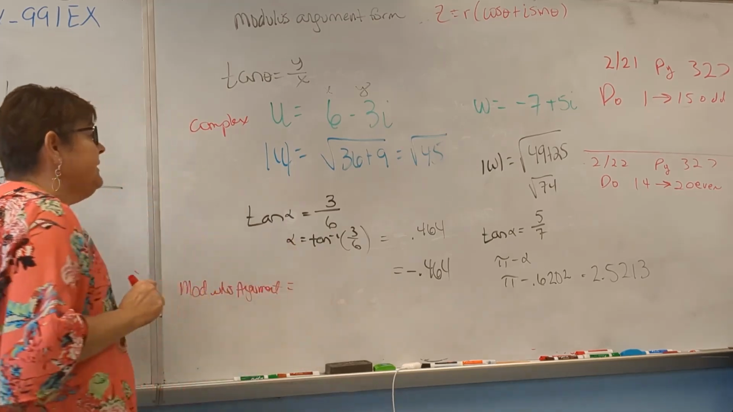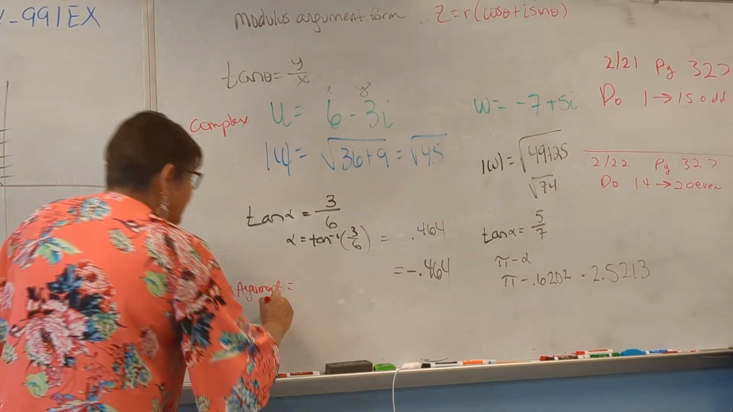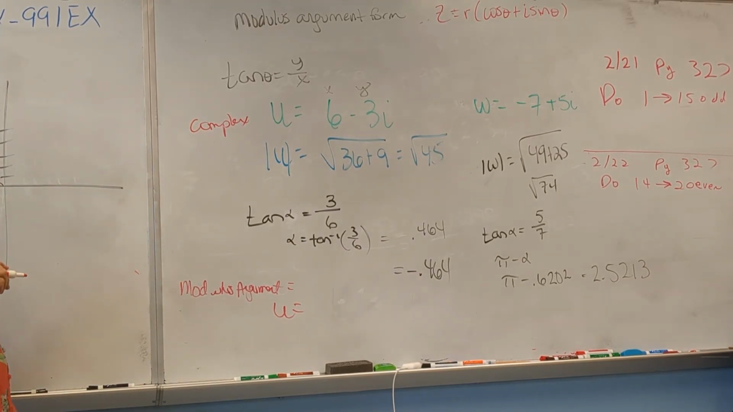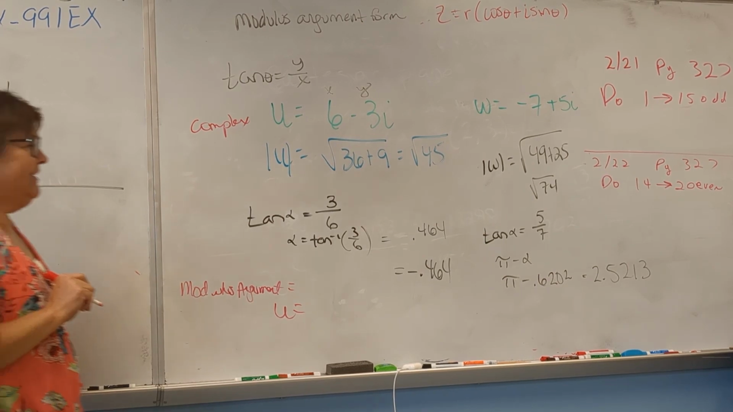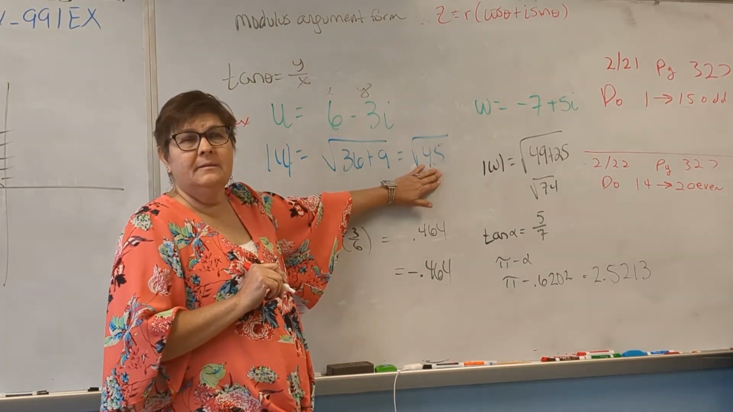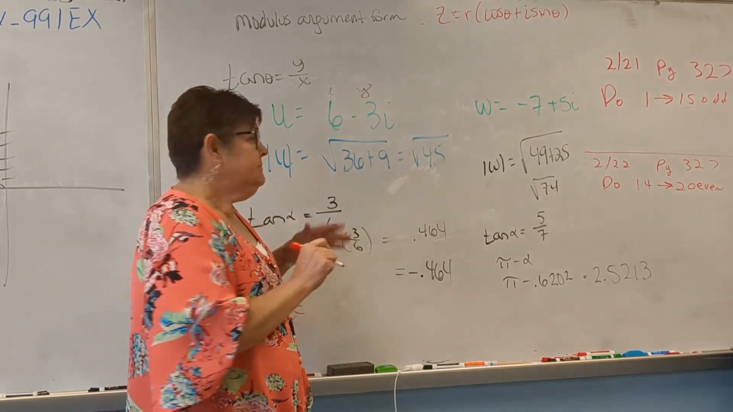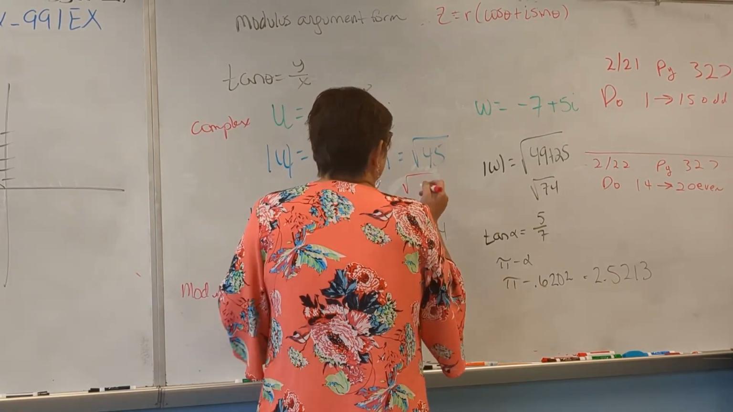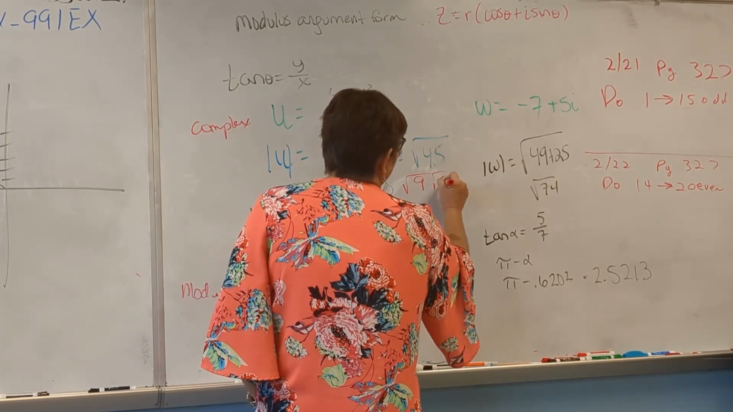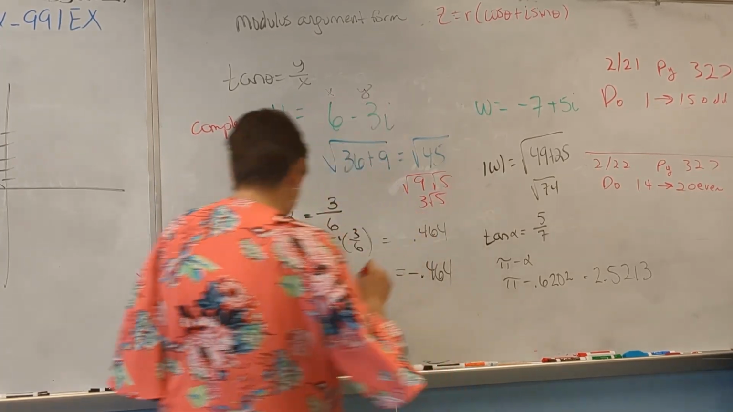It's going to be u equals, because it's a u, not a z. And what's r in this case? Square root of 45, right? Can that be cleaned up at all? Yeah, we can make it 3 root 5 if we want to make it pretty.